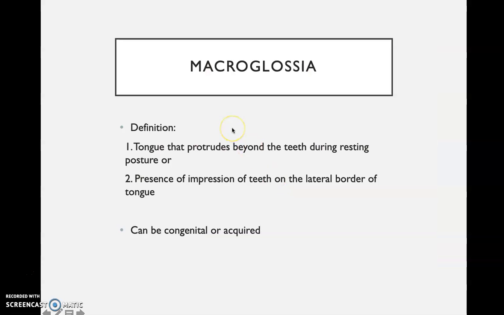Okay, so the opposite of microglossia is macroglossia, big tongue. So usually you can define big tongue if the tongue protrudes beyond the teeth during the resting posture, or there's impression on the teeth on the lateral border of the tongue. It can be congenital or even acquired.